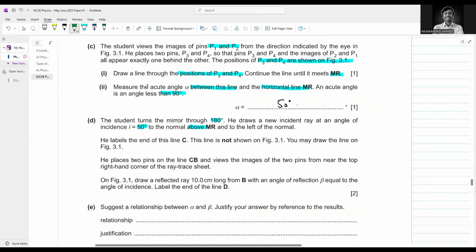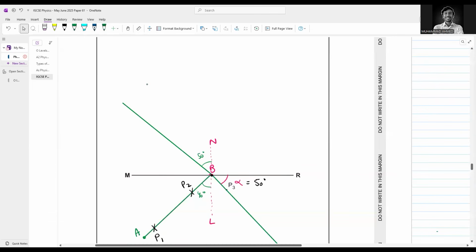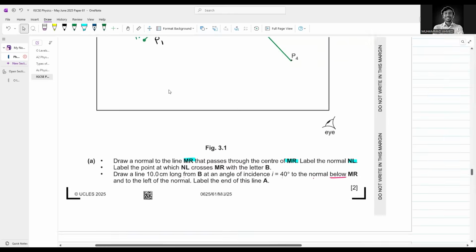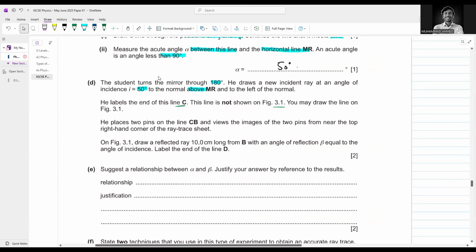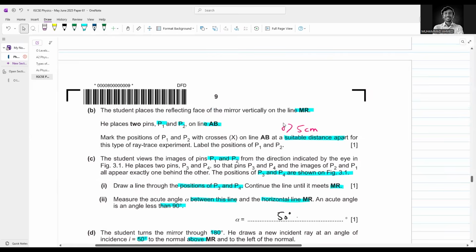Okay. He labels the end of this line C. This line is not shown on figure 3.1. You may draw this line on figure 3.1. अच्छा जी ये line को हमने C label कर दिया. This line is what we have drawn. ठीक है. He places two pins on the line CB and views the images of the two pins from near the top of the right hand corner of the trace sheet.